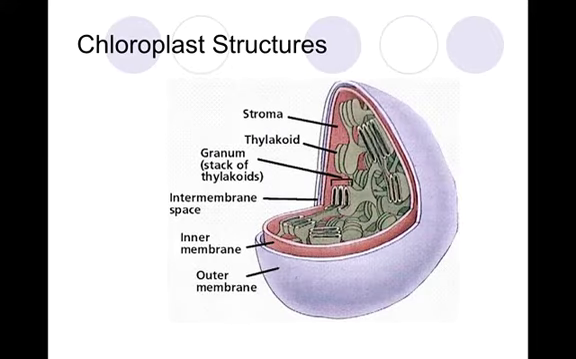So this is kind of what it looks like. Here we have our stroma, which is in between everything. Our thylakoid membranes are these flat areas that look like coins or pancakes. Those stacks of those are called the grana or granum. And then we have space in between. We have an inner and outer membrane of our chloroplast.